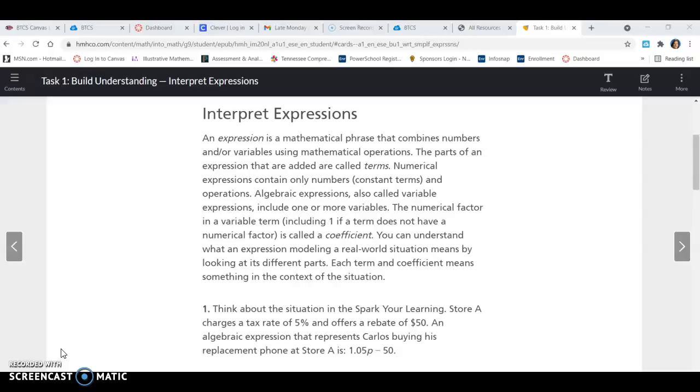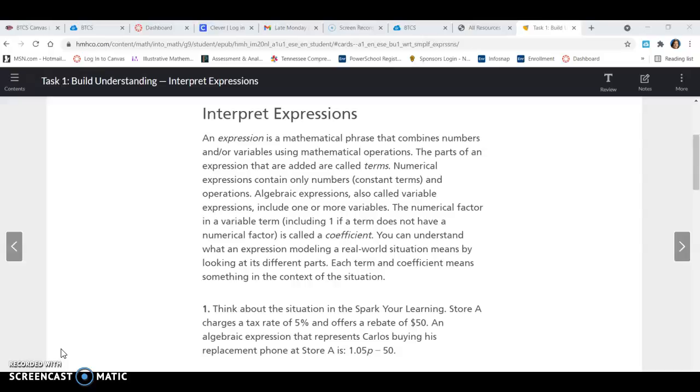An expression is a mathematical phrase that combines numbers and variables, or variables, using mathematical operations. The parts of an expression that are added are called terms. Numerical expressions contain only numbers, constant terms, and operations. Algebraic expressions, also called variable expressions, include one or more variables. The numerical factor in a variable term, including 1 if a term does not have a numerical factor, is called a coefficient.